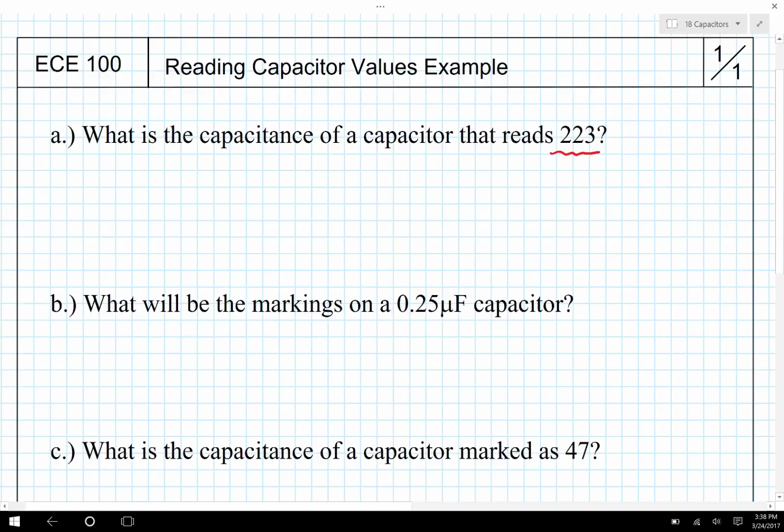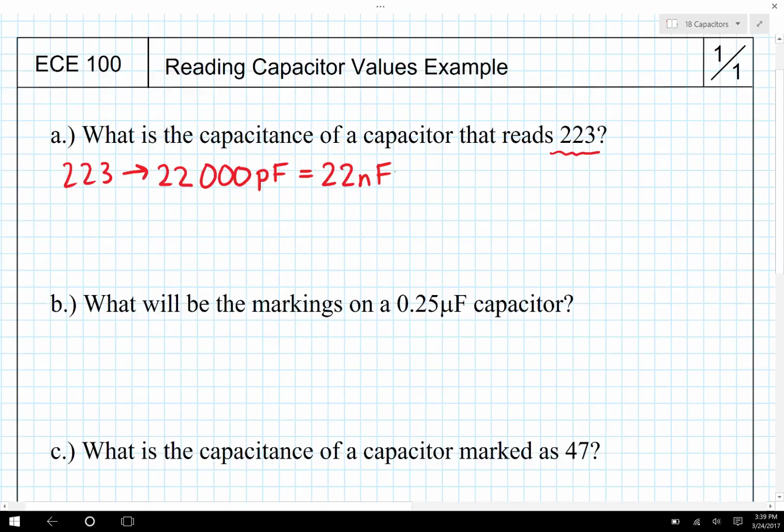And we have to recognize, first of all, that that's going to be a 3-digit number, and so therefore the first 2 digits, we see 223. That's going to mean we take the 22, that's going to now be the first 2 numbers in the capacitance. And then that third number, 3, that means that I need to add 3 zeros onto the end of that number. And that's going to correspond to a number that's in picofarads. And that, of course, would be 22,000 picofarads is the same thing as 22 nanofarads.